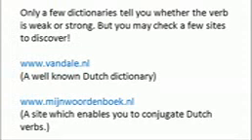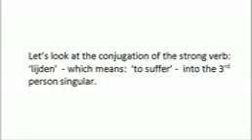www.vandale.nl, a well-known Dutch dictionary, might be useful. A second link, www.mijnwoordenboek.nl, a site which enables you to conjugate Dutch verbs. This online conjugator is 99% accurate. Let's look at the conjugation of the strong verb lijden, which means to suffer, into the third person singular.